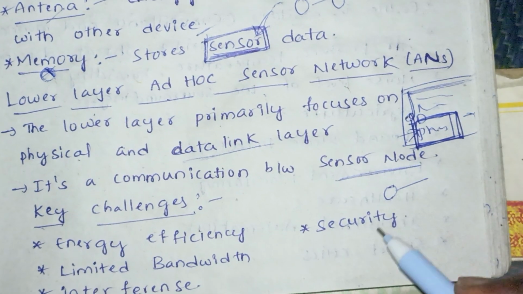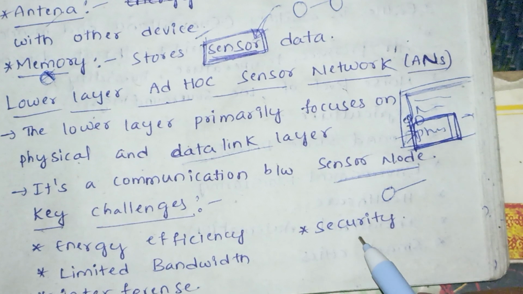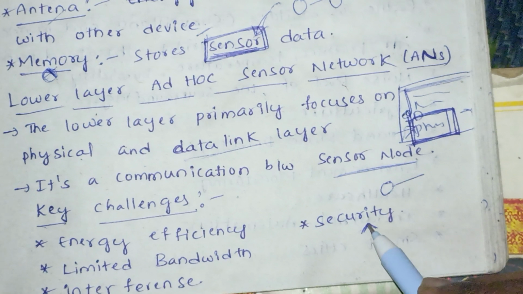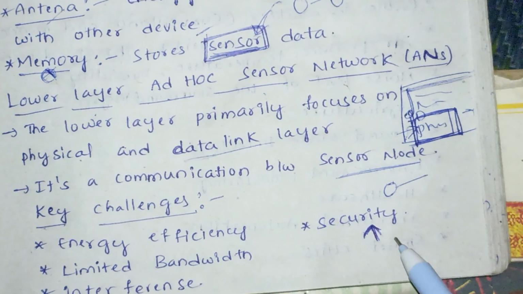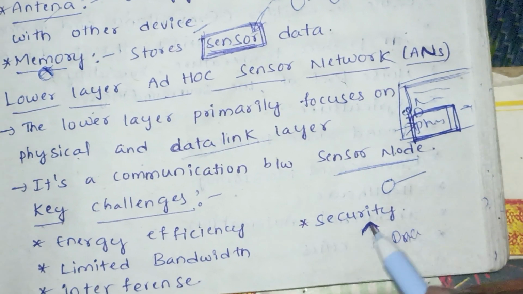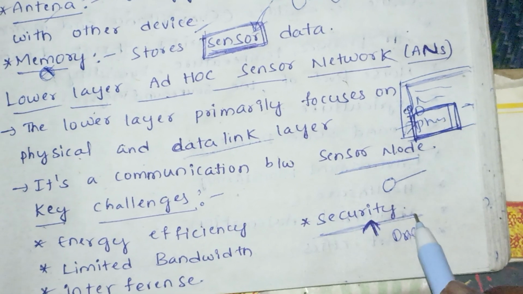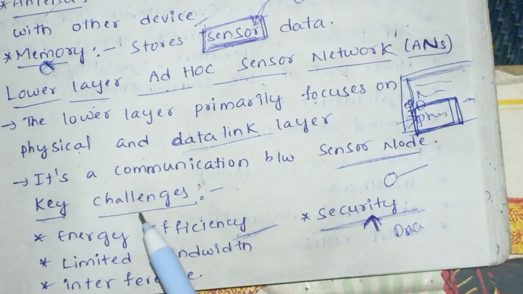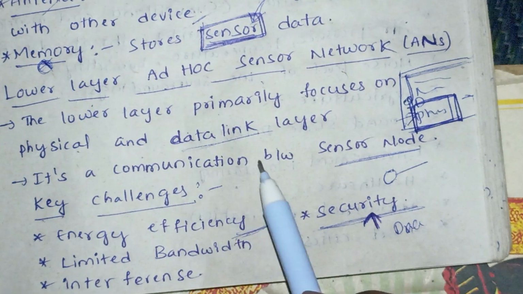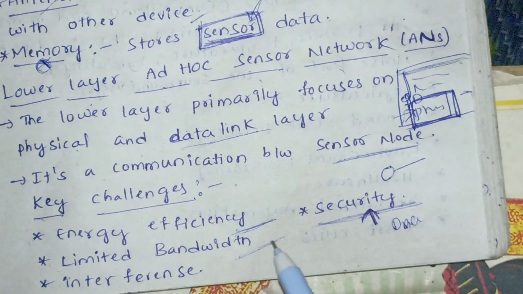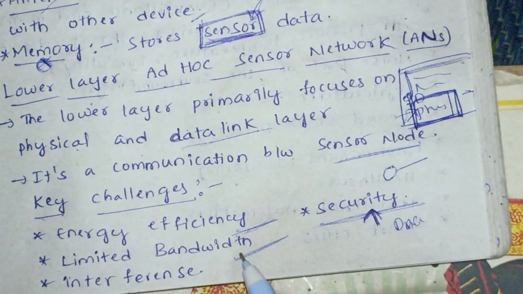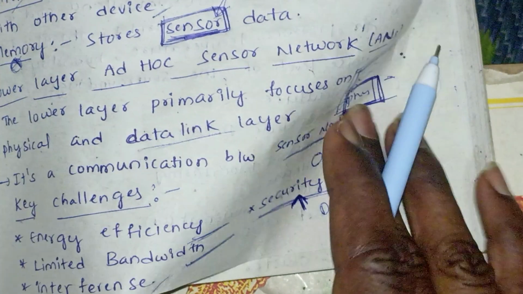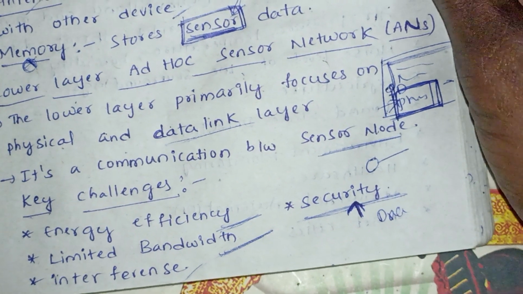Security is definitely limited, because there are so many attackers and there is not that much security. Denial of service and these all come under the threats to security. Energy efficiency is also a big challenge of the lower layer ad hoc sensor network. And limited bandwidth, as I discussed in a previous video what bandwidth is. And interference is also a challenge of the lower layer ad hoc sensor network.